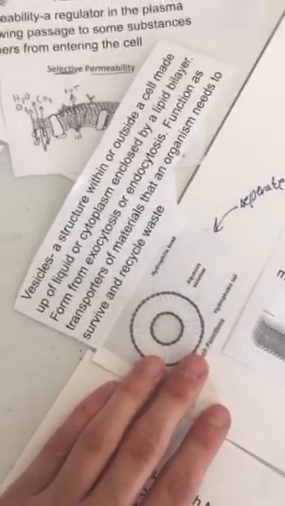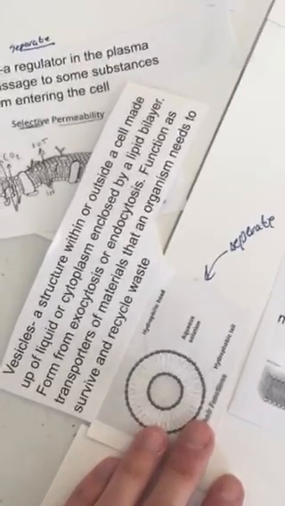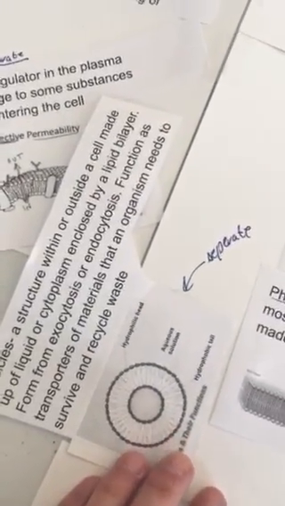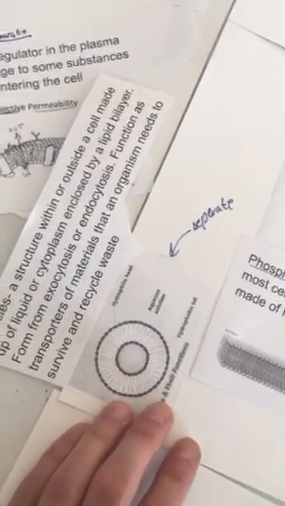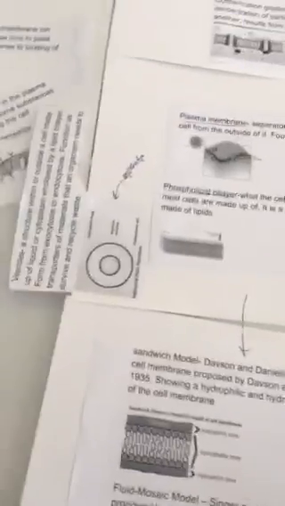A vesicle is a structure within or outside a cell made up of a liquid or cytoplasm enclosed by a lipid bilayer, formed from exocytosis or endocytosis, and they function as transports of materials that an organism needs to survive and recycle waste. So that's just something that is found in the phospholipid bilayer, which is a vesicle.